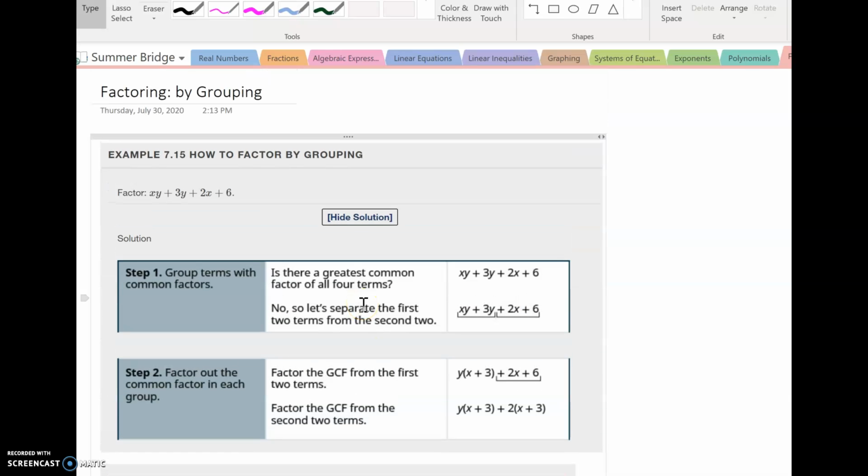Hi, and welcome to our third video in factoring called grouping. This is my personal favorite way of factoring, and it's called factoring by grouping. And you're doing exactly that.